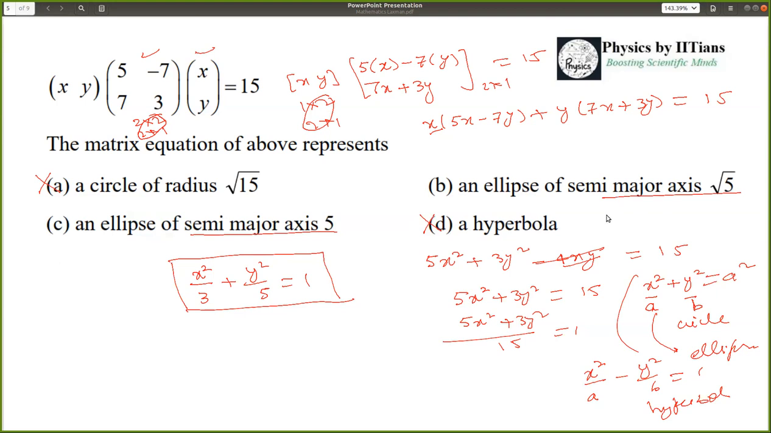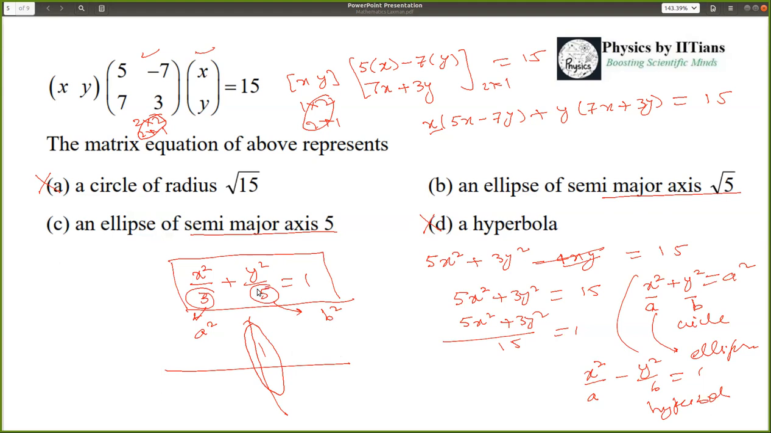What is the semi-major axis? First of all, we will see that the denominator of y square is more than the denominator of x square. So this is an ellipse that is symmetrical about the y-axis. This is like this because its major axis lies along the y-axis. And the denominator part here indicates the b square term and the other denominator part indicates the a square term, where a and b are the major and minor axis respectively.